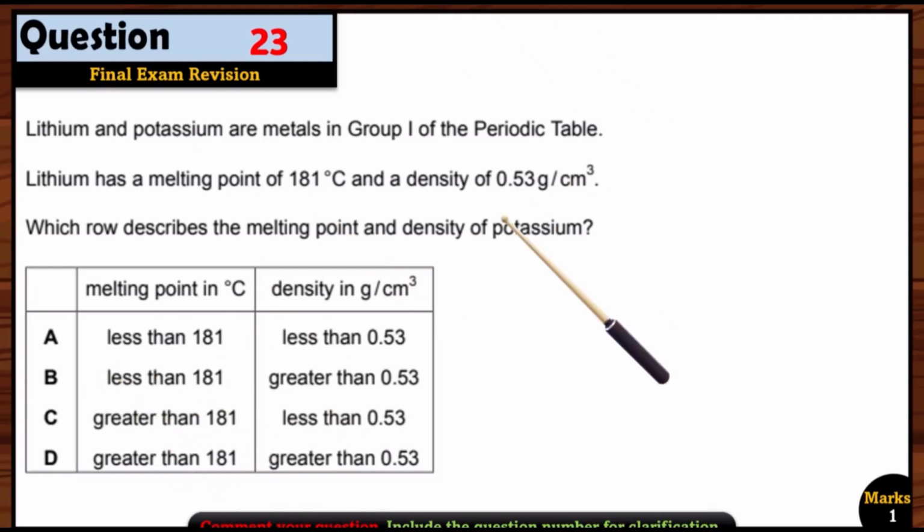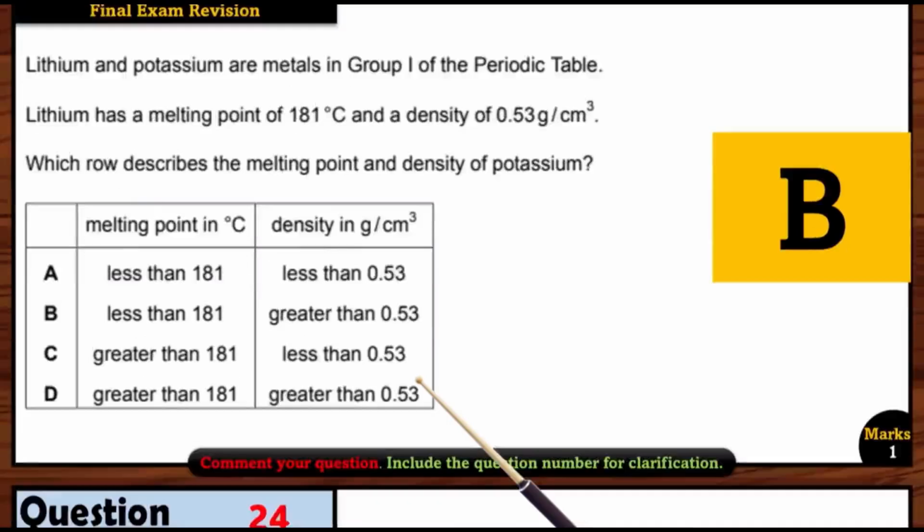Now let's see the density. Density, of course, in the periodic table for all the metals and non-metals, increases down the group because the number of shells is increasing, okay? So the density will be greater than 0.53. So that's why option B is correct.